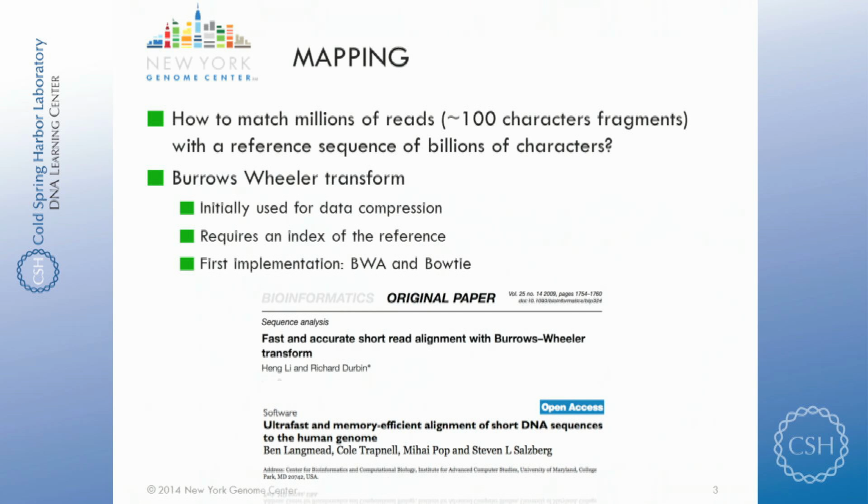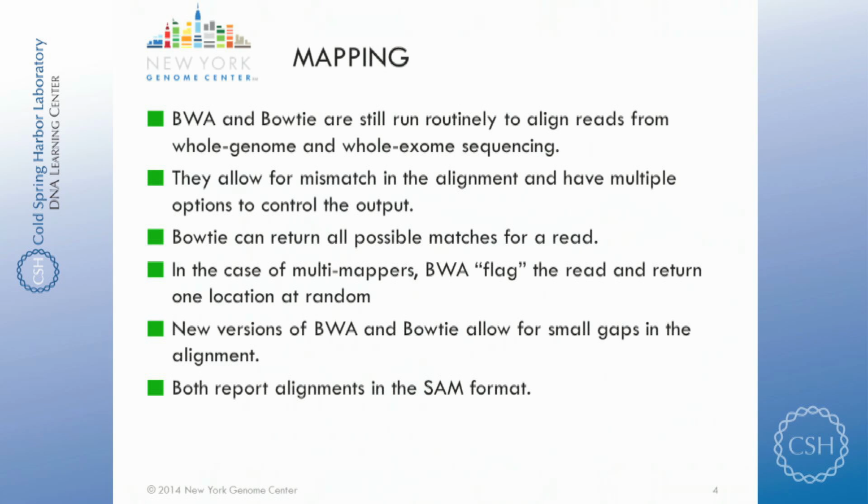Both BWA and Bowtie are very widely used by everybody in genomics to align reads for whole genome or whole exome sequencing. I would say that for those two applications, maybe BWA is the most widely used. They allow for mismatch, and they have multiple options to control the output. So you saw for TOPHAT all the parameters and the options that we have, and those algorithms also have a lot of parameters. The advantage of Bowtie is that it can return all possible matches for a read. And to the best of my knowledge, BWA is not capable of doing that.